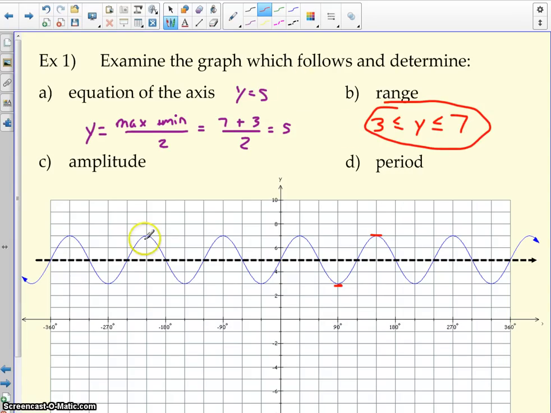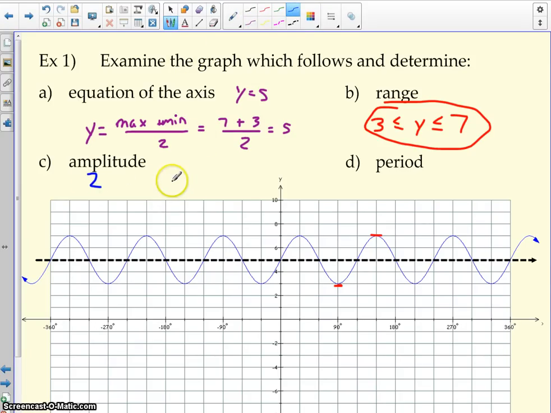Okay, for my amplitude, again, two ways I can do it. I can look at it from the graph, or I can calculate it. On the graph, I can see it's the distance from my axis to either my max or my min. So my axis is at 5. My maximum value is at 7, so that's going to be a distance of 2. So my amplitude is 2.